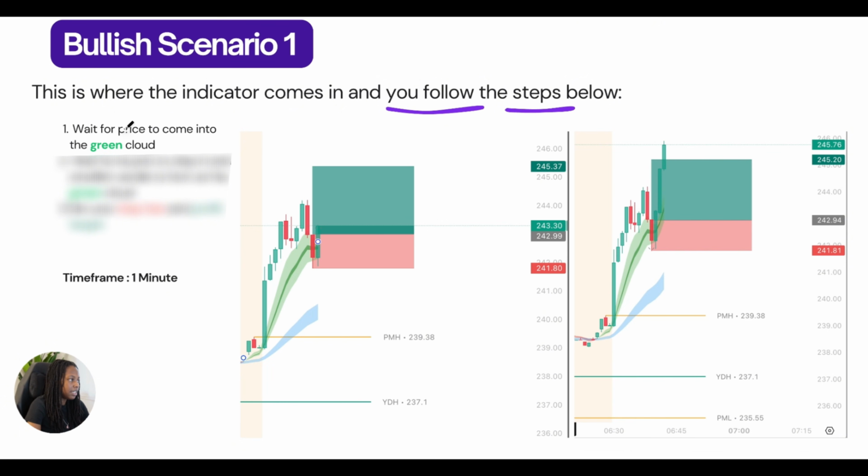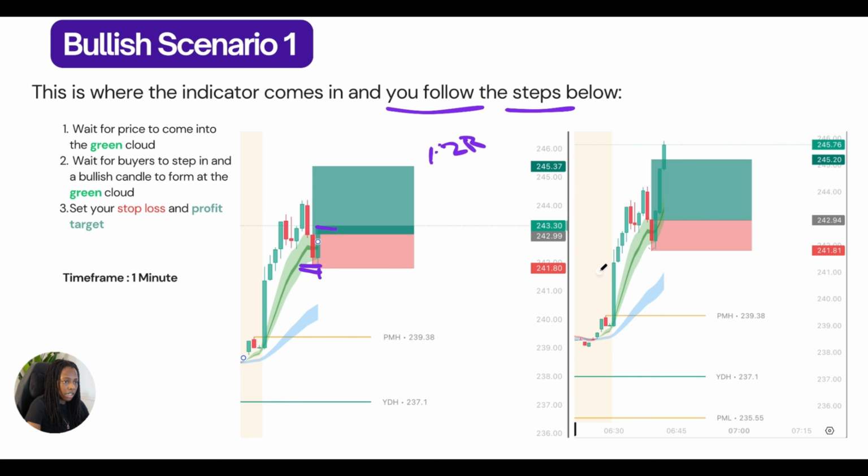Step number 1 is that you wait for price to pull back into this green cloud. And then you wait for buyers to step in. That's the second candle. Buyers step in. You can then enter the trade and you set your 1:2 risk to reward. That's option 1, right? And your stop loss will be below the close of once the candle closes below the green cloud or your previous red candle, which would be acting as support.